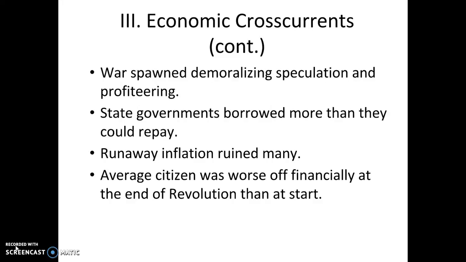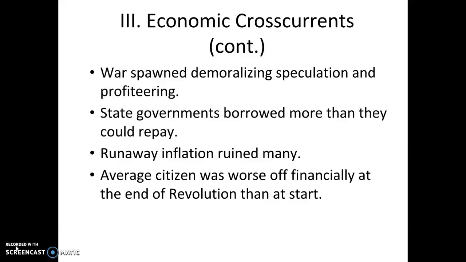War is also going to bring about speculation and profiteering. Speculation is most common with land during this time period, where an individual will buy a tract of land in hopes that the value of that land will go up. So you buy it for a very, very low price. And then typically out west, you'll buy lands that are west of the Allegheny Mountain Range, and then you will hope that as people begin to move west, those land values will go up.